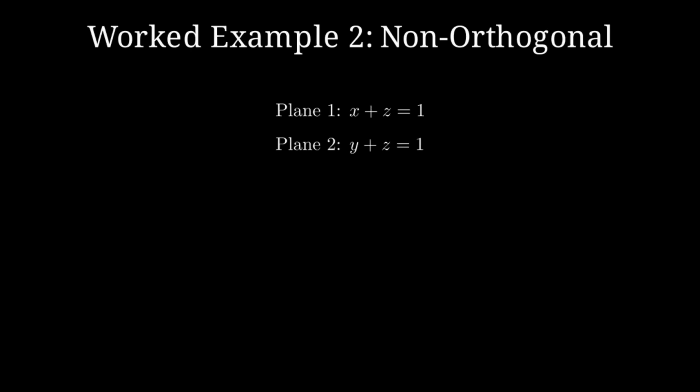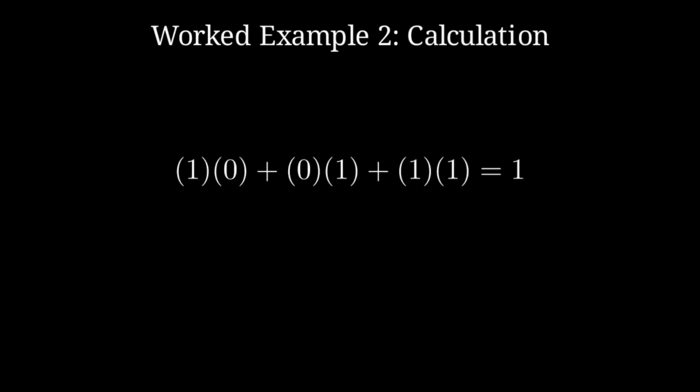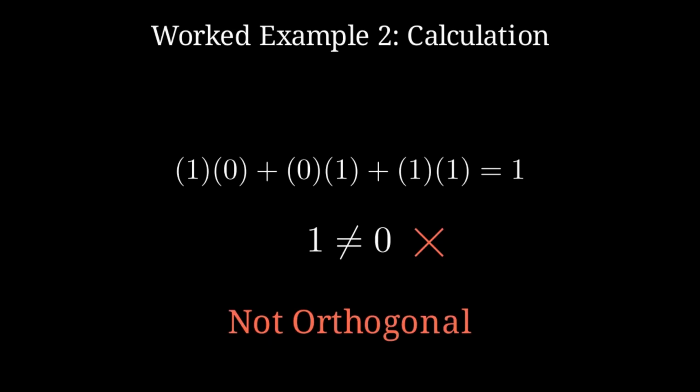Now consider these two planes. Plane 1 has no y component, so its normal is 1, 0, 1. Plane 2 has no x component, so its normal is 0, 1, 1. When we calculate the dot product, we get 0 plus 0 plus 1, which equals 1. Since the result is not 0, these planes meet at an angle other than 90 degrees.